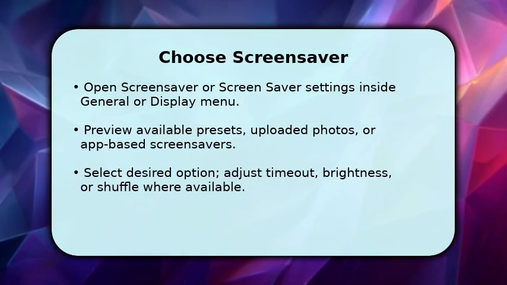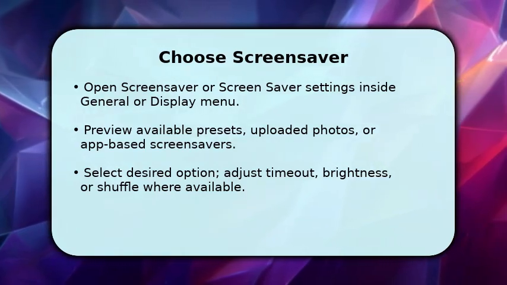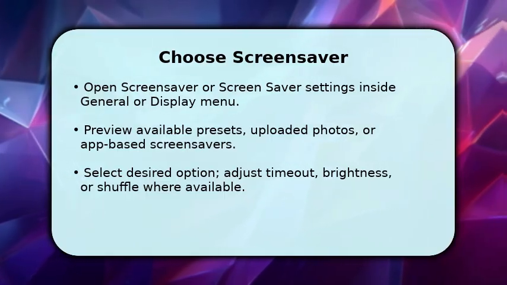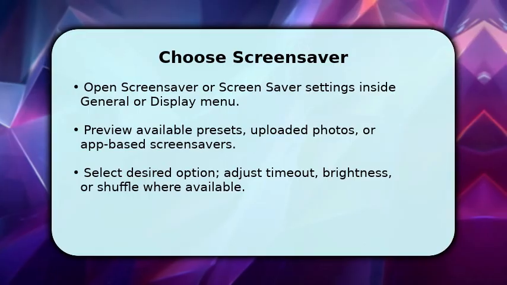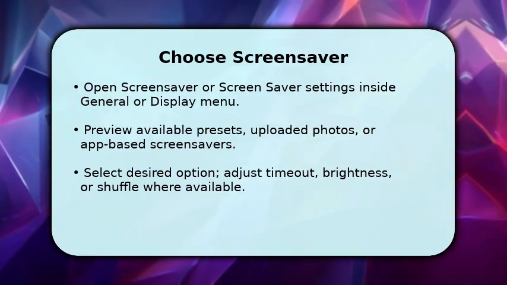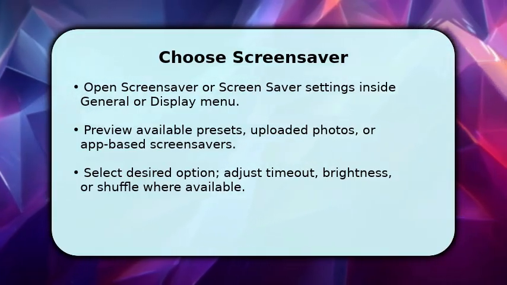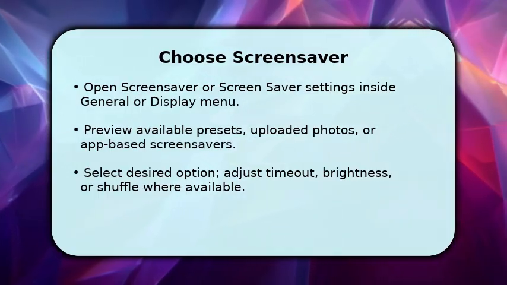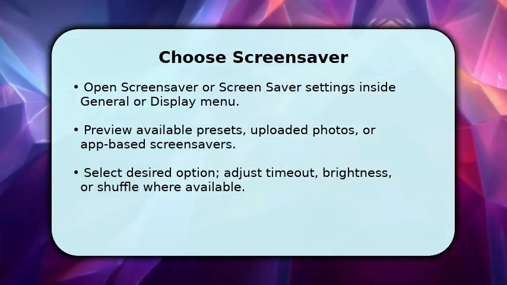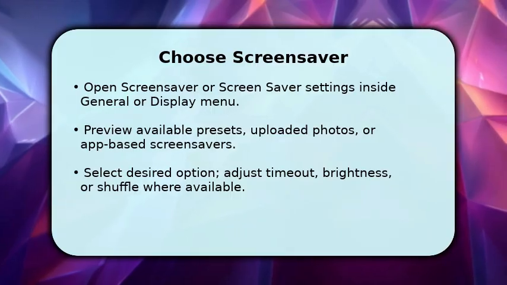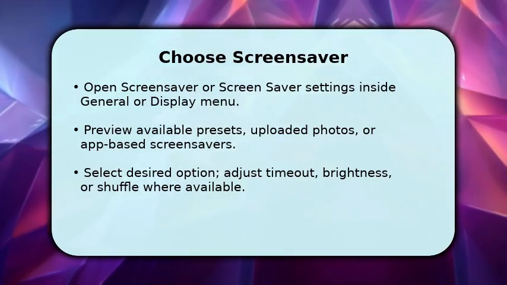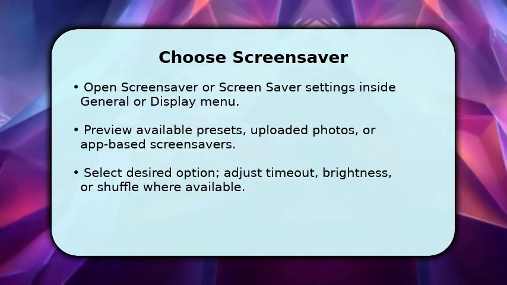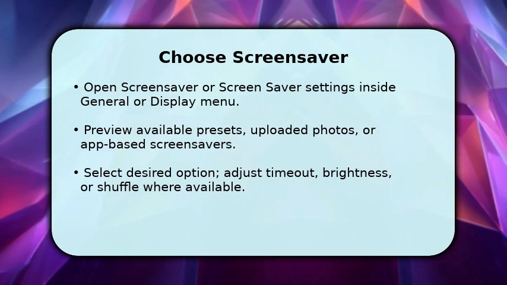Now you choose the actual screensaver. Open the screensaver menu inside General or Display. You'll see presets, any uploaded images, and sometimes app-driven options. Preview each so you know how they behave. Make a selection and then adjust parameters like timeout delay, brightness, or shuffle. These settings control when and how the screensaver appears. If you want personal photos, choose the Upload or My Photos option. It sets the why, personalization, and burn-in prevention behind your choice.